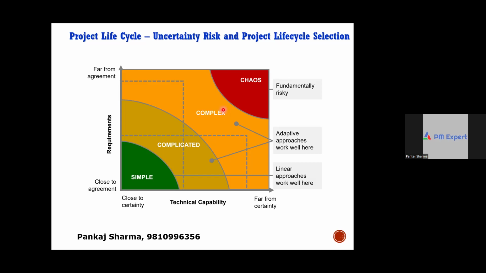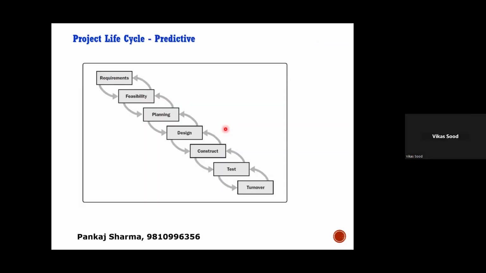So the next step is, I have spoken about adaptive approaches. I have spoken about predictive and waterfall approaches, right? Can we first start with predictive or waterfall approaches? Look at this diagram, this picture in front of you: feasibility, planning, design, construction. This is a typical example of a waterfall model or a predictive life cycle.